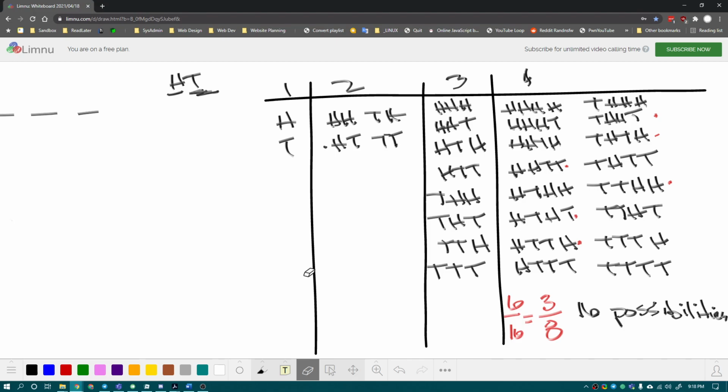But I like feeling confident when I'm done with my list. I'm very confident that there's not a possible combination that I missed. So you looked at 2 heads and 2 tails? Two heads and two tails is right here. That's what you're counting.